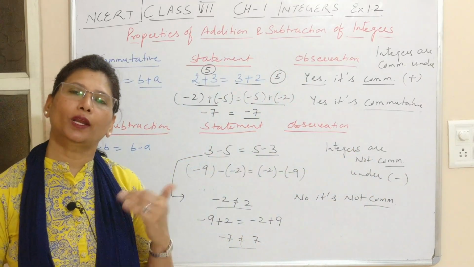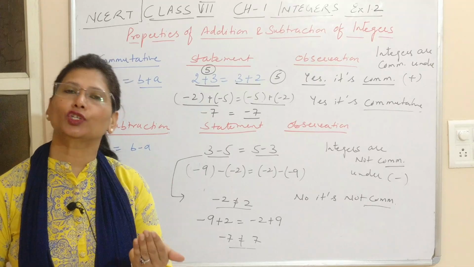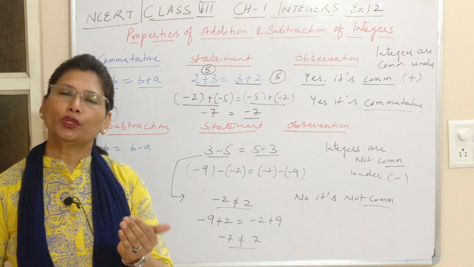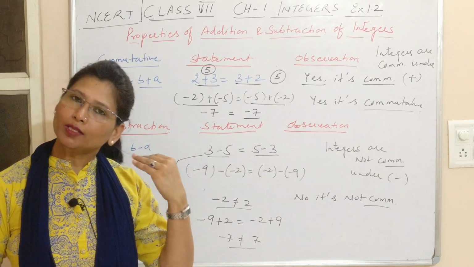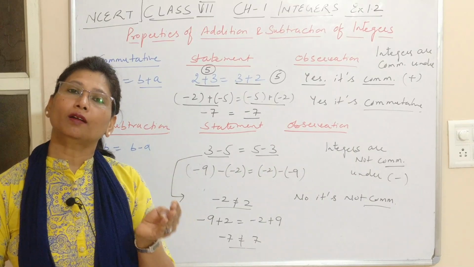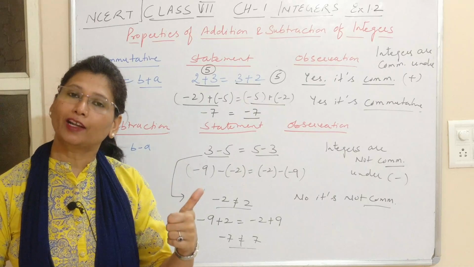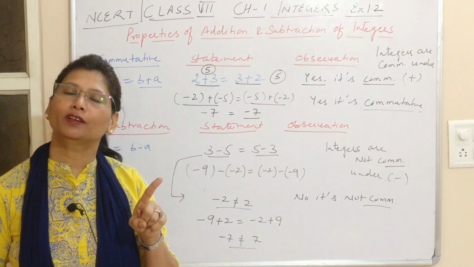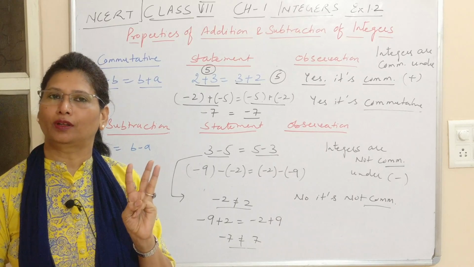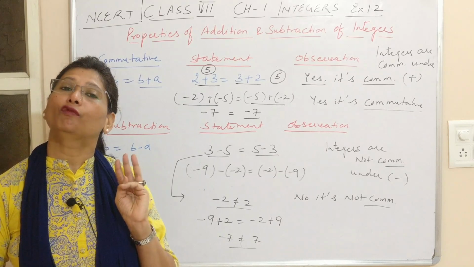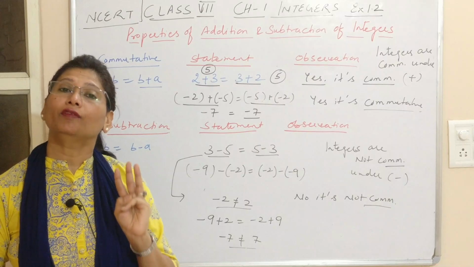So in a similar way, we have the associative property. Like I earlier explained, associative is just the extension of commutative. In commutative, we take 2 numbers. In associative, we take 3 numbers. So in a similar way, the integers are associative under addition, but they are not associative under subtraction. So that is the associative property, the third property. Now after this, we'll take the fourth property, which is additive identity.